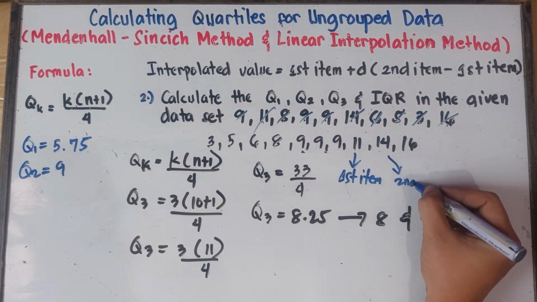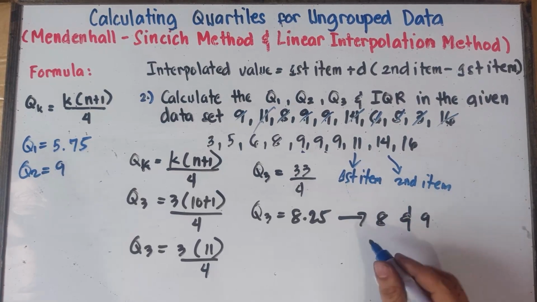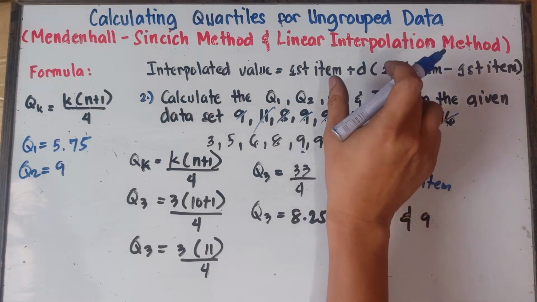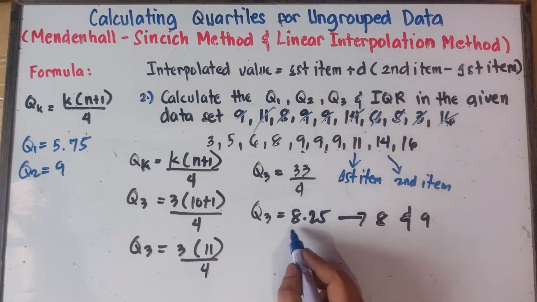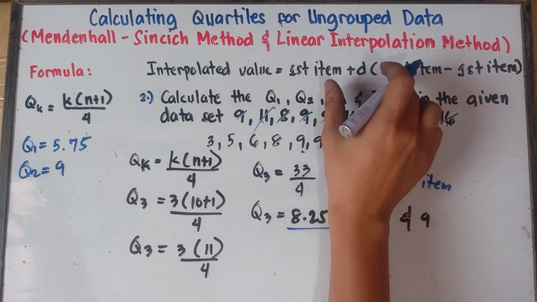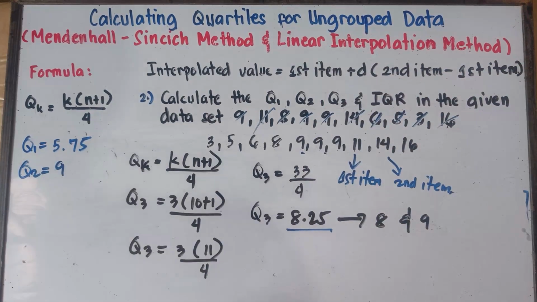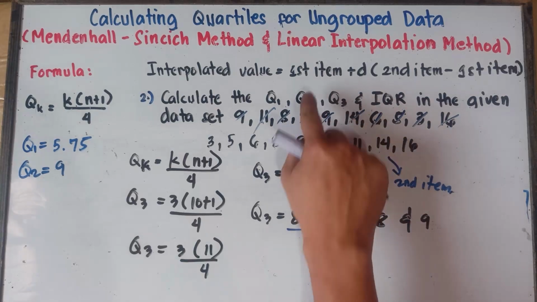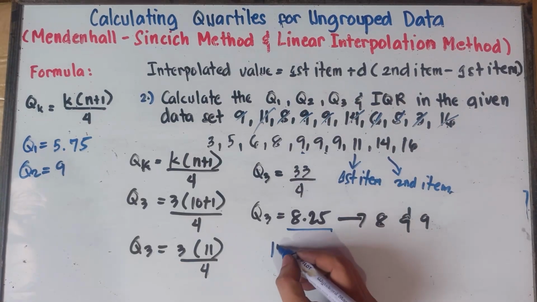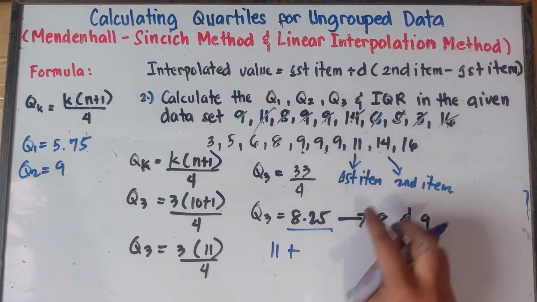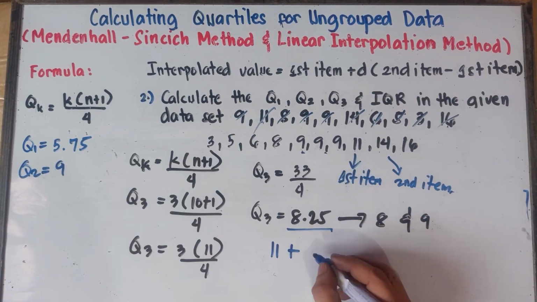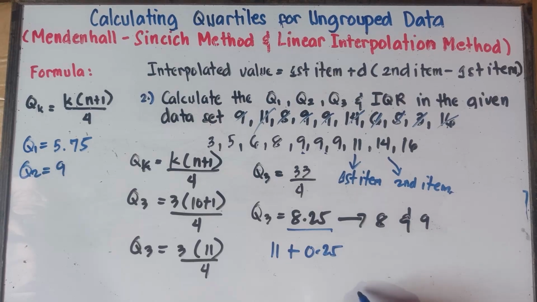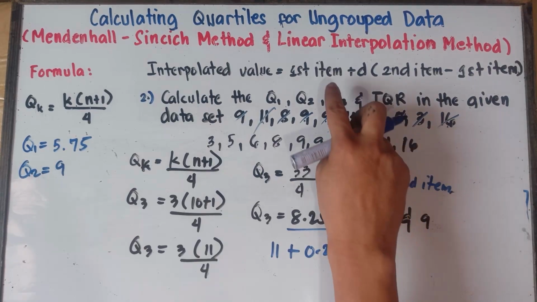This one right here. And then simply apply the formula. Once again, we only use this formula if our answer contains a decimal. So we use this formula because it contains a decimal. Alright, so let's apply the formula. So first item, that would be 11 plus the decimal. So decimal, that would be 0.25. Alright, and then once again, let's do it step by step.